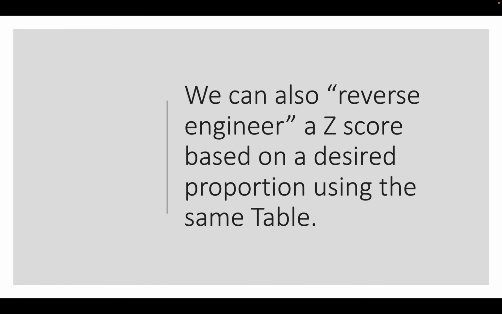So we've looked at how we can take a z-score and determine certain probabilities, right? Well, you can also reverse engineer a z-score based on your desired proportion, and we use the same table in the back of the book to do this.